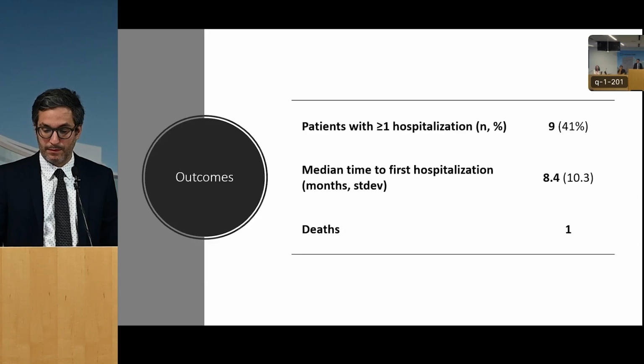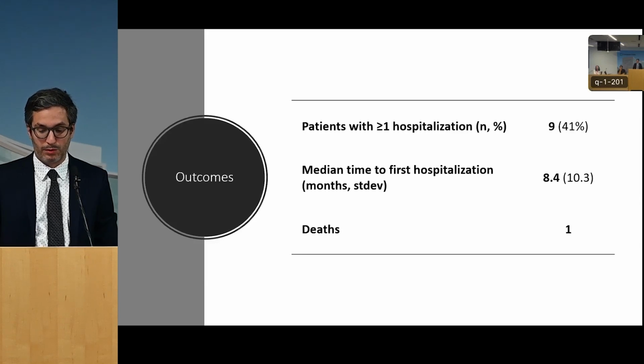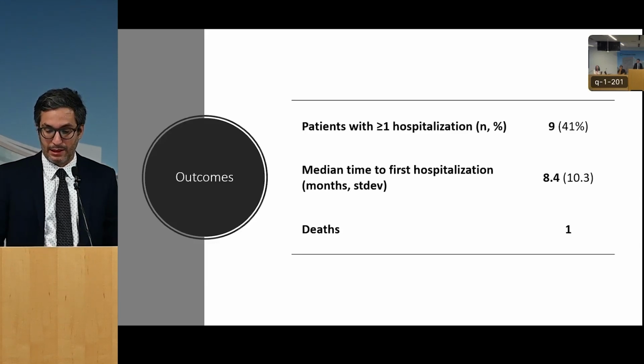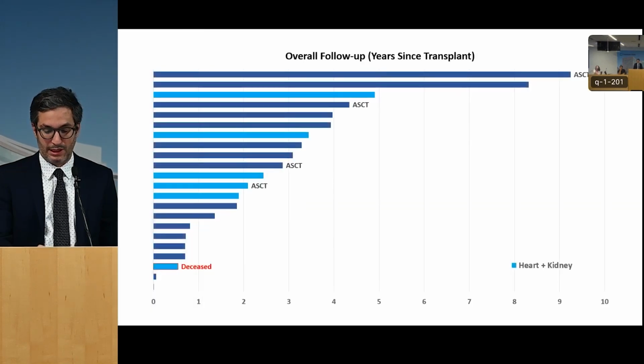We did have about 41% that were admitted more than one time. And median time to first hospitalization was about 8 months, just one death. One death was at the 1 year mark on a patient that was actually really sick, but all the other patients are still alive.